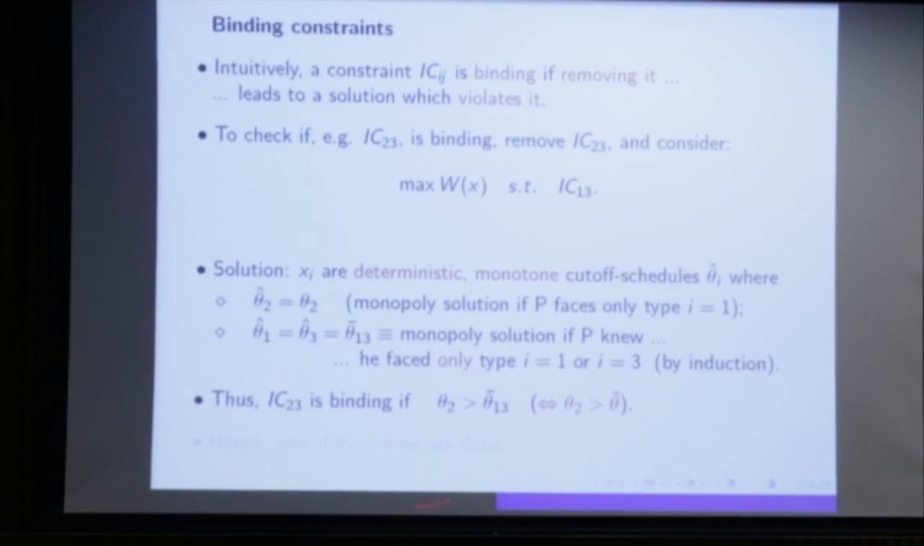Now this would really violate IC23 when these two cutoffs are ordered in such a way that theta 2 is larger than theta 1-3 bar. Because then type 2 would really like to pretend to be the 1, 3 type, and this solution violates IC23. Well, this happens when theta 2 is larger than this average theta bar. So only if theta 2 is larger than the average theta bar, I have now shown that indeed the optimal contract is deterministic, and sequential screening is not optimal. Everything is like I promised it to be.